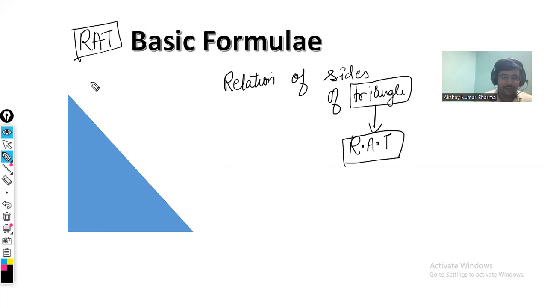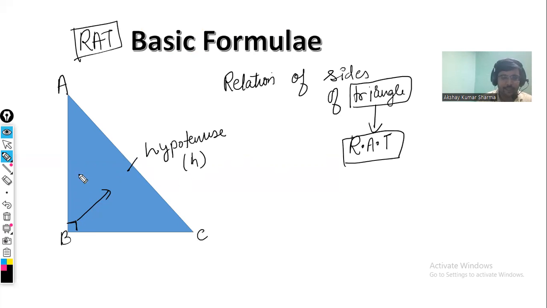So why on a right angle triangle only? Because let's consider this as a right angle triangle. Why? Because there is a 90-degree angle, correct? In this, the side opposite to the 90-degree angle is known as the hypotenuse, correct? You know, the hypotenuse is the biggest side of a right angle triangle, correct?